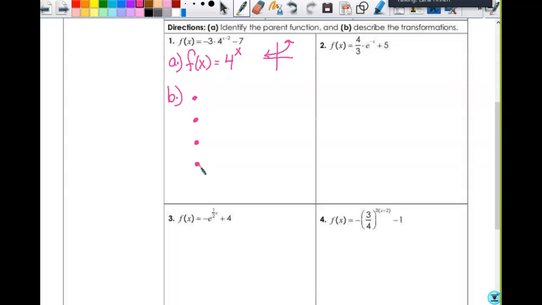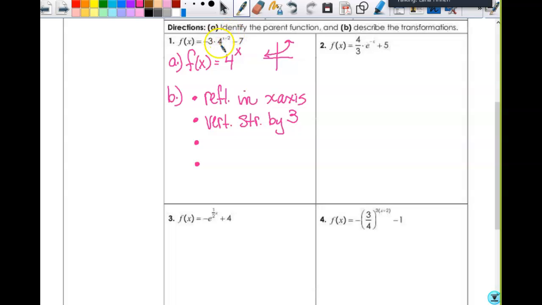So this negative here, a negative, no matter where it is, always means I'm doing what? Reflecting. So I'm going to have a reflection, and this affects y since it's not in the exponent, which means it's a reflection in the x-axis. Then I have this 3. The 3 is being multiplied out front. It affects y, so that means it's a vertical what? Stretch. Yes, vertical stretch by 3.